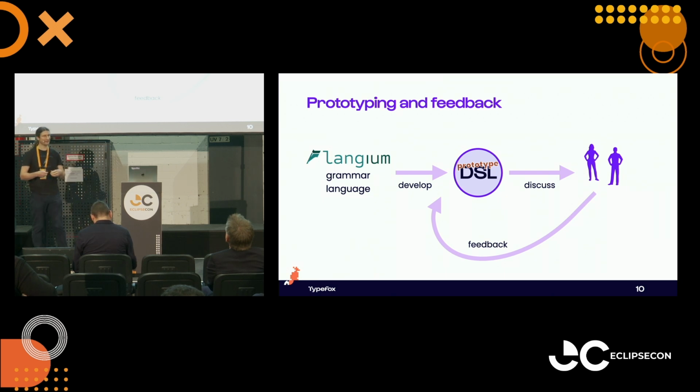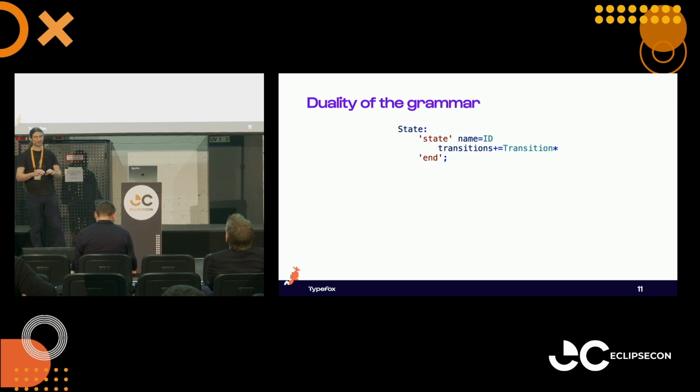And I can't dive too deep into how that looks like. I just want to show a very small example that shows a single rule description. This is a state, part of a state machine. So a state with a name and transitions. And what this grammar language does is it serves two purposes. So that's why we call it the duality of the grammar.